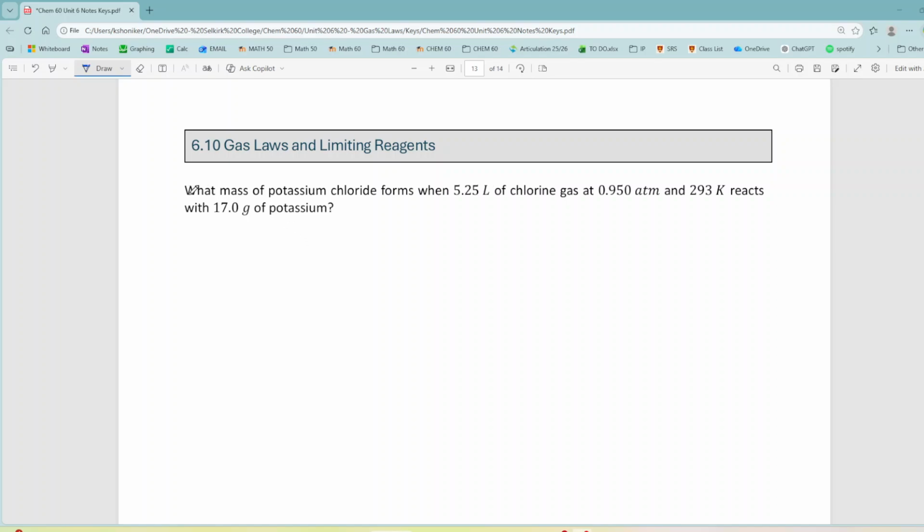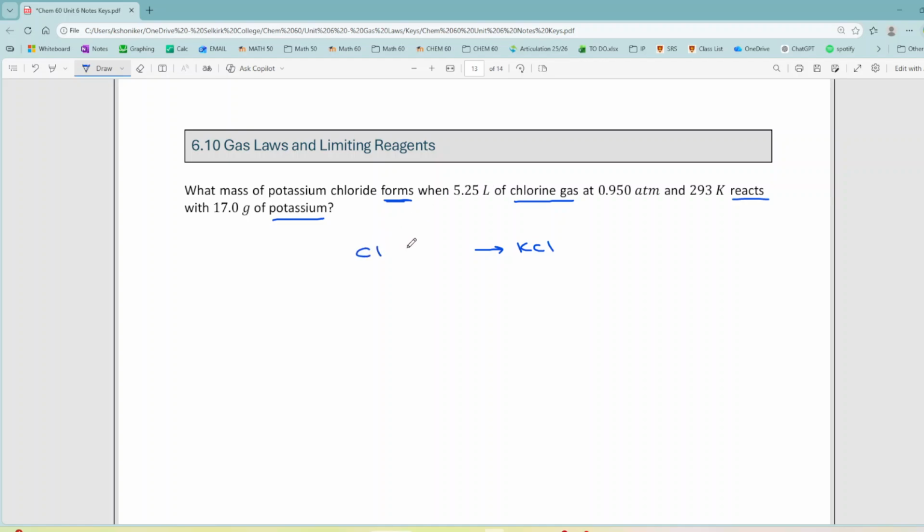First question. What mass of potassium chloride forms when 5.25 liters of chlorine gas at 0.950 atmospheres and 293 kelvins reacts with 17 grams of potassium? So the first thing we have to do is come up with the formula. So we have potassium chloride forming by the reaction of chlorine gas and potassium.